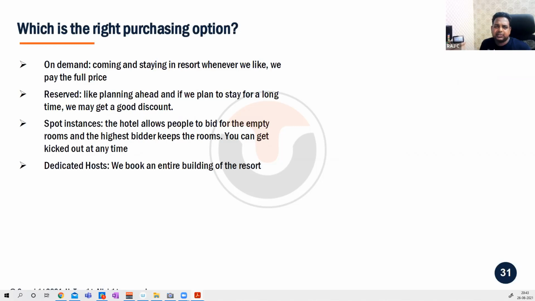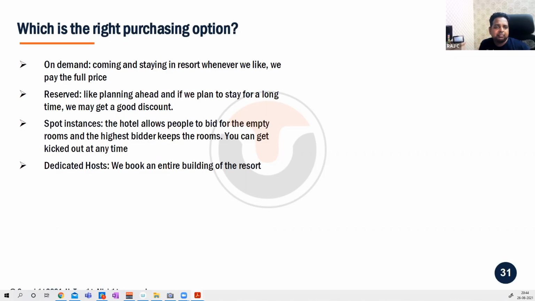What is the right purchasing option for me? Should I go for on-demand, reserved, spot instance, or dedicated host? Dedicated host is like we book an entire resort for you. If you are a family of two going to a resort, if you don't like people coming in, you purchase the entire host there, right? That's how it is. And it's also a very good option, right? On demand, right? You go with a plan. Whenever I come and stay, only that I will pay. I will not reserve or anything, right?